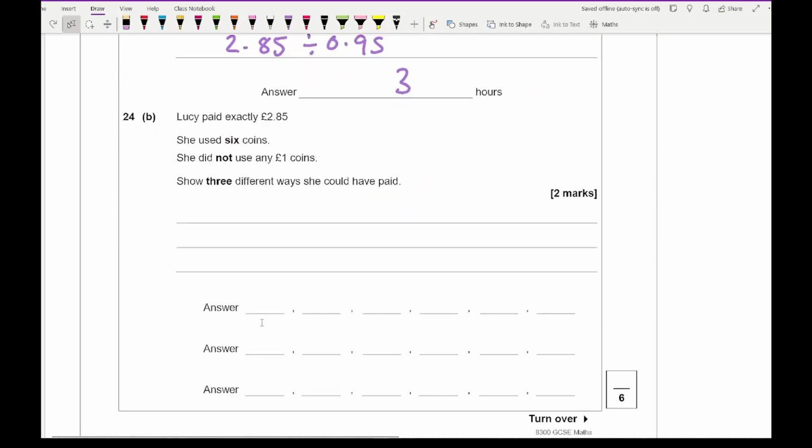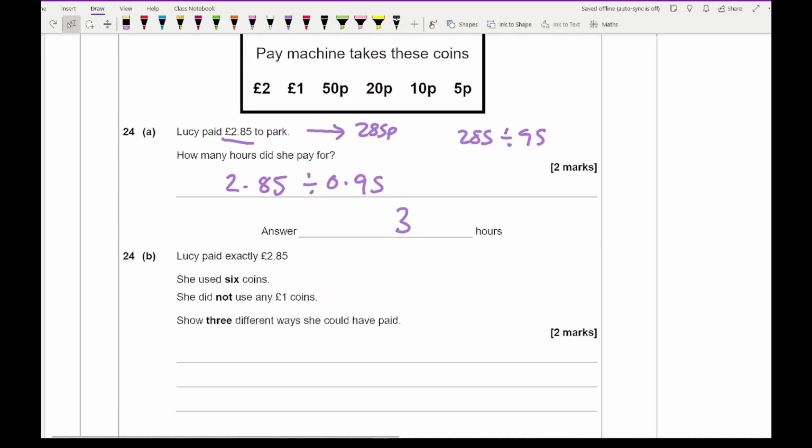Then it says for question 24B, Lucy paid exactly £2.85. She used 6 coins and she did not use a £1 coin. Show 3 different ways in which she could have paid. And again, the coins she could have used are either £2, £1, 50 pence, 20 pence, 10 pence and 5 pence. Now, she didn't use a pound, so I can't use that.